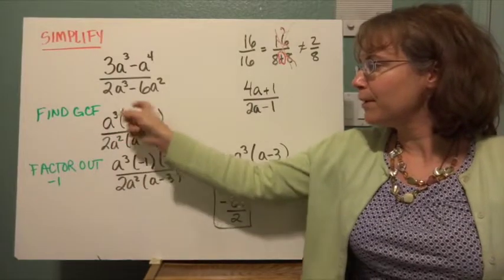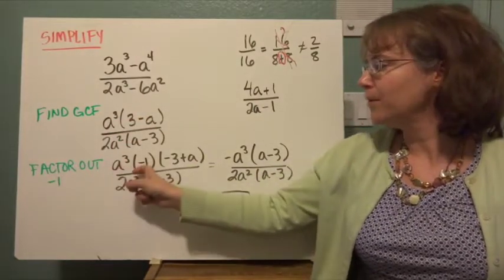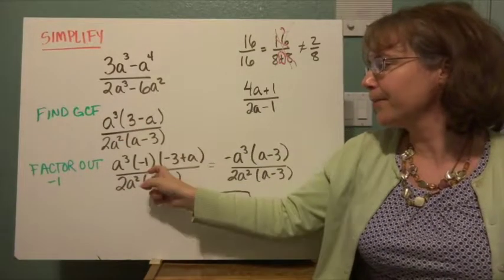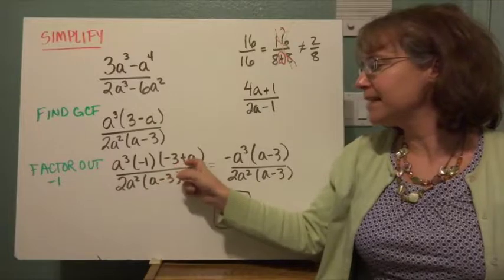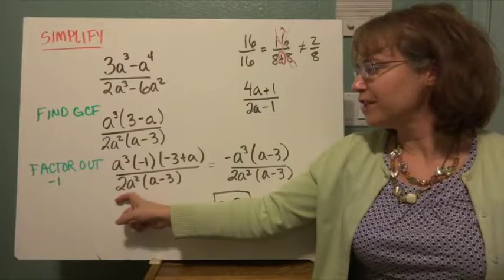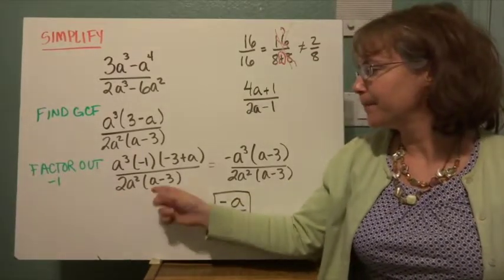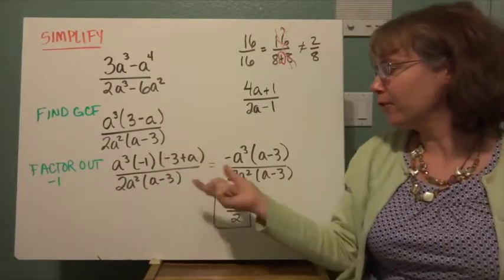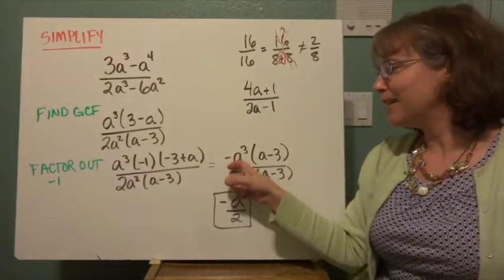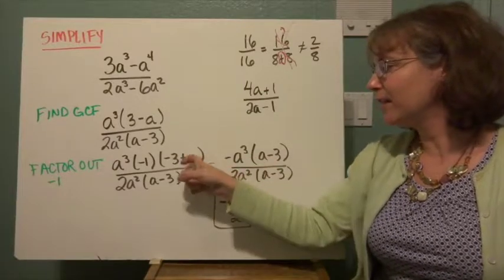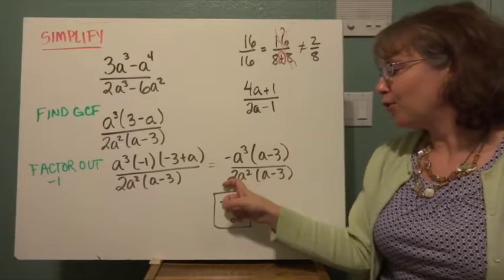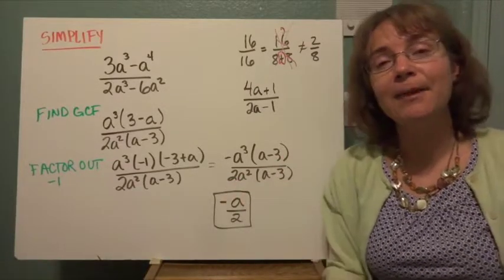So if I factor out a negative 1 from this numerator, I still have my a cubed. Factoring out a negative 1, if I were to distribute that negative 1, I would get right back up to here. That gives me a negative 3 plus an a. So that looks like this, it's just in the other order. And that's over still 2a squared times a minus 3. I can rewrite this with my a first, and I'm going to go ahead and take that negative 1 and multiply it by a cubed. So I have negative a cubed times a minus 3, I just rewrote this because of the commutative property of addition, over 2a squared times a minus 3.